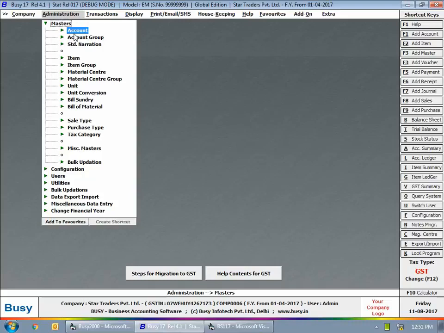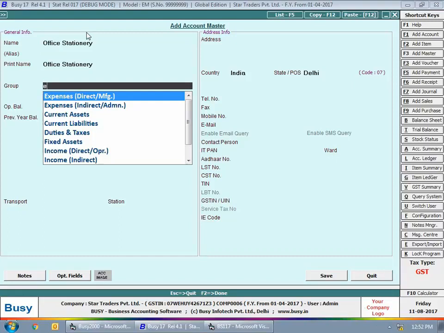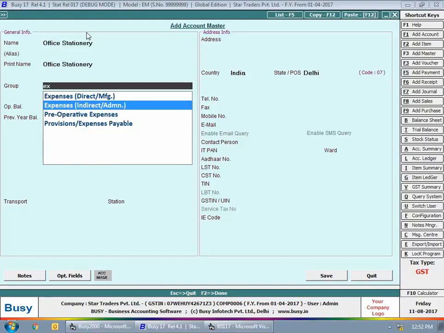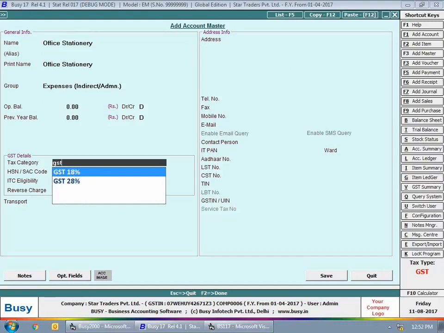We'll go to Masters, Account, Add option. Here we are creating an account for office stationery. We'll take its group as expenses indirect. Here I want to specify that you may have stationery chargeable at different rates, so you can create separate accounts tax rate wise, like office stationery at 12%, office stationery at 18%, and so on. Here we are taking office stationery for GST 18%, so we have specified the tax category as GST 18%.